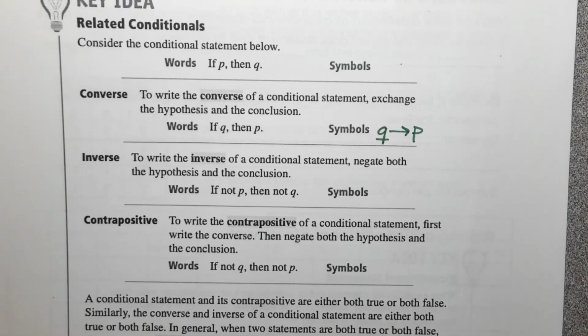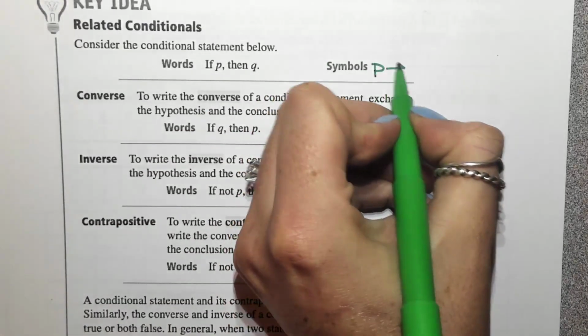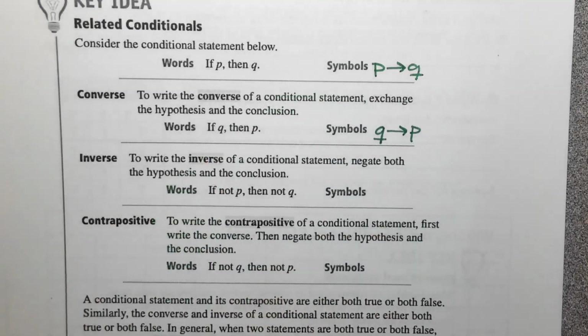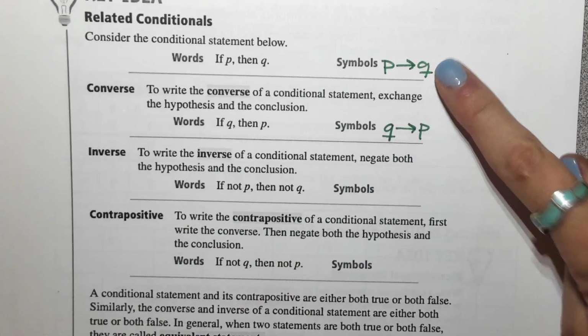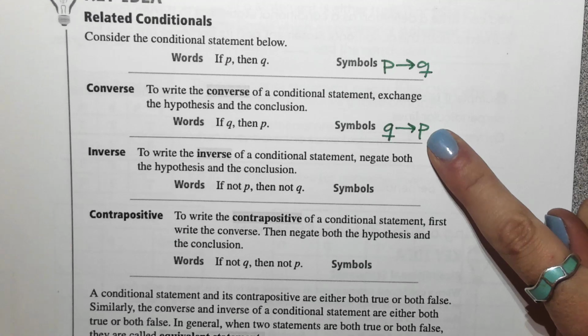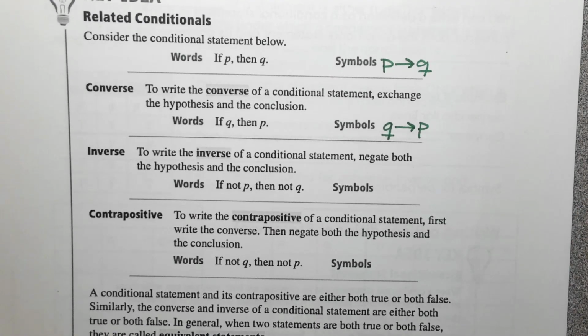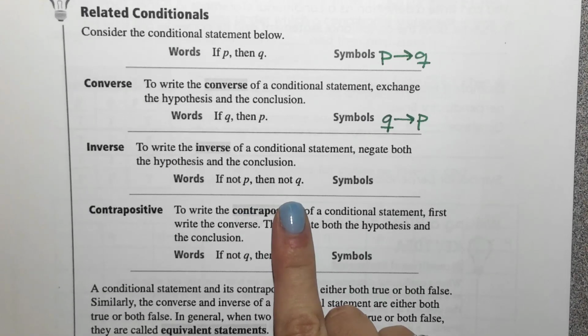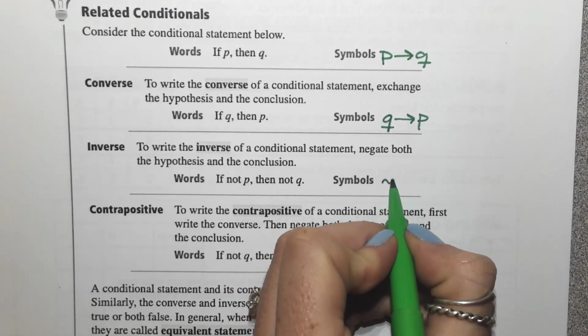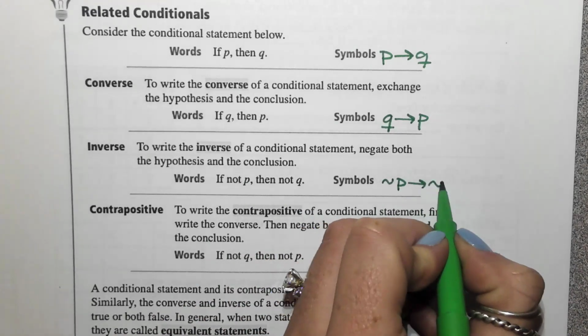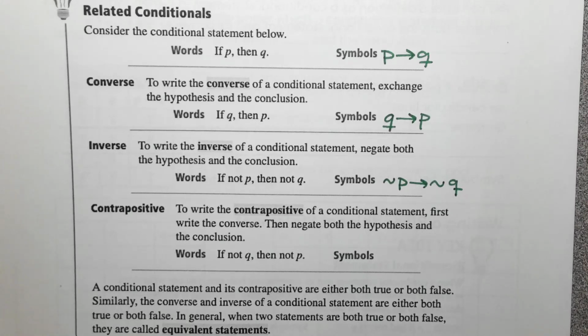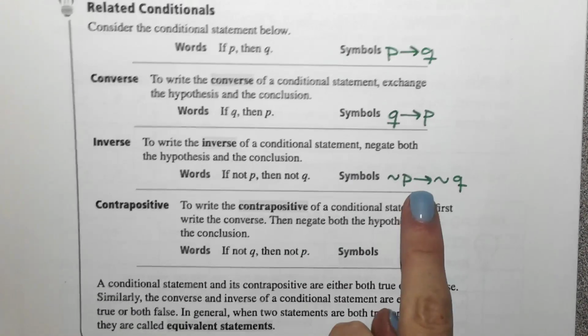I guess I forgot to write the first one. The first one was if P then Q. That doesn't change from last class. So if P then Q. This is if Q then P. The inverse is when we negate both the hypothesis and the conclusion. So we're saying if not P, then not Q. So that would be squiggle P, arrow squiggle Q. Because a squiggle means not. So if not P, then not Q.